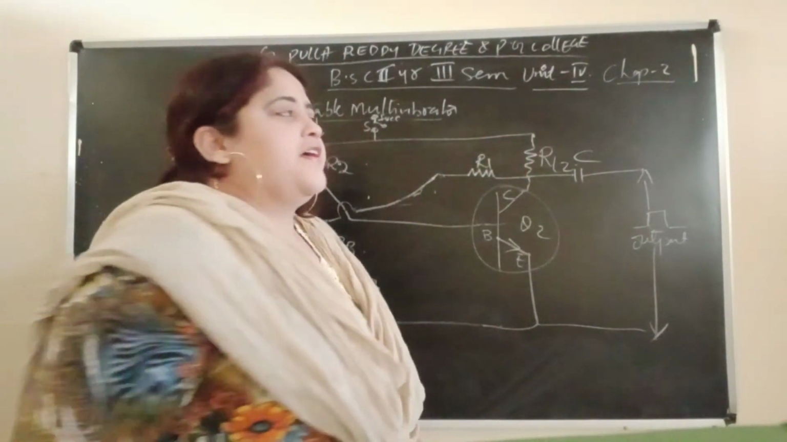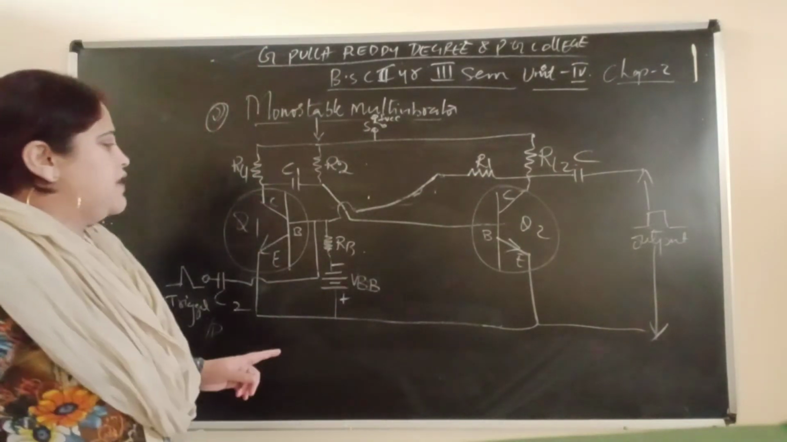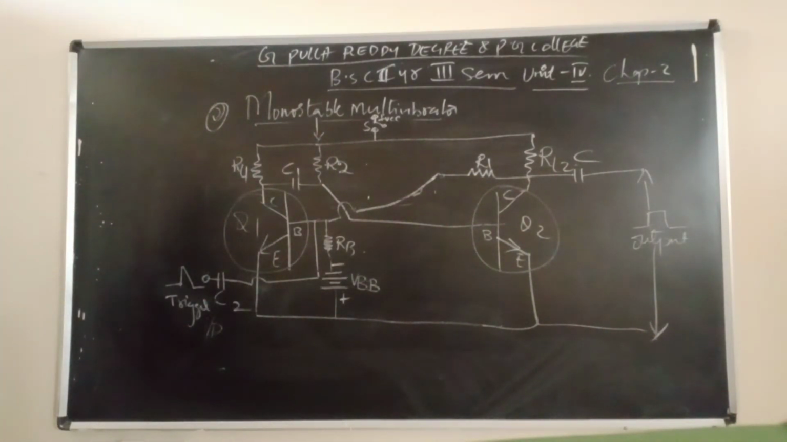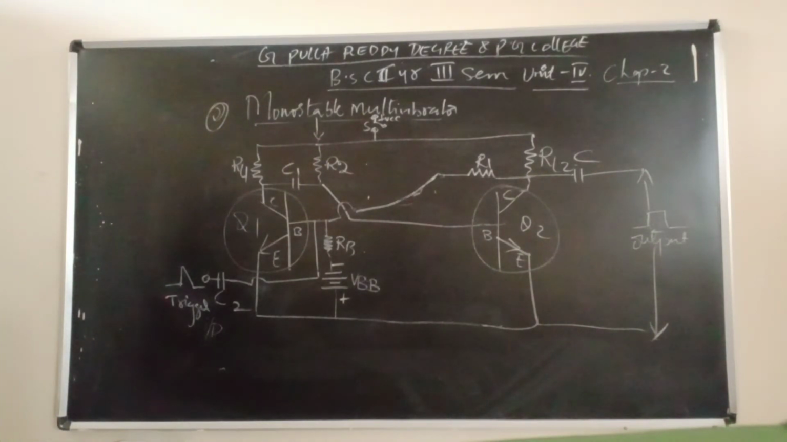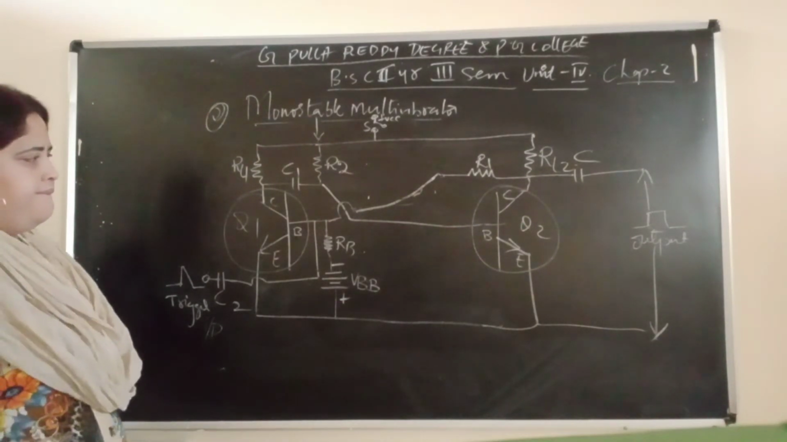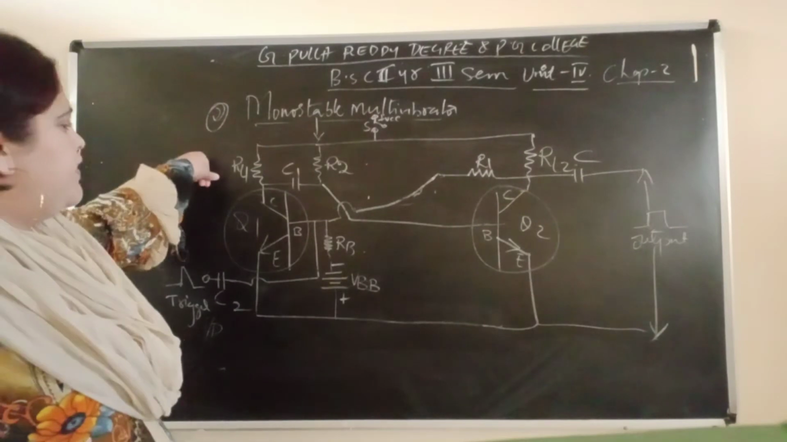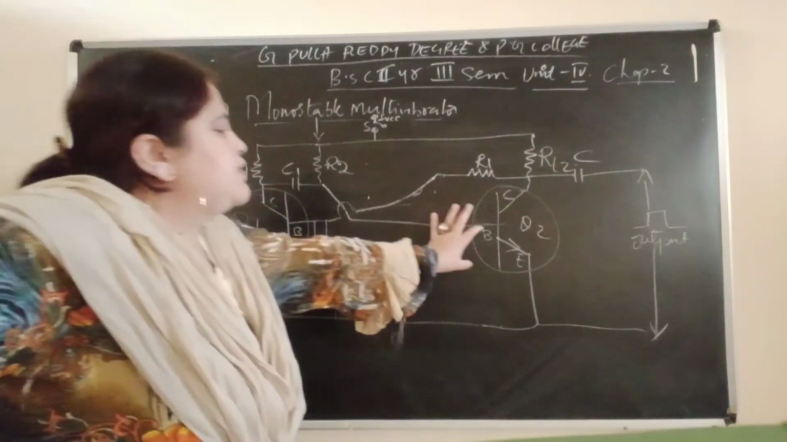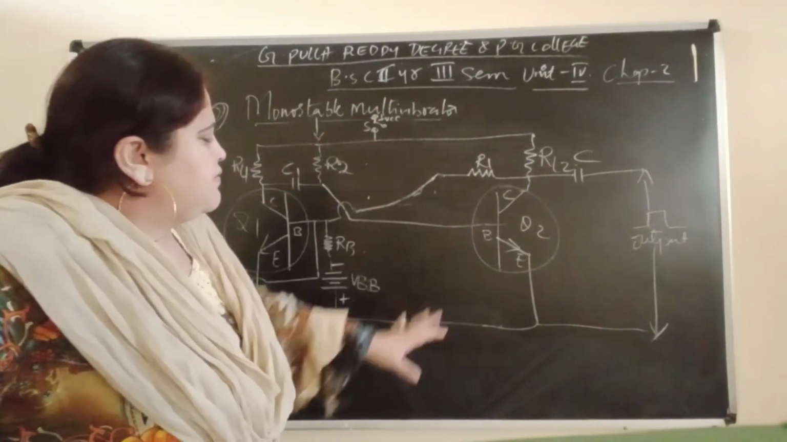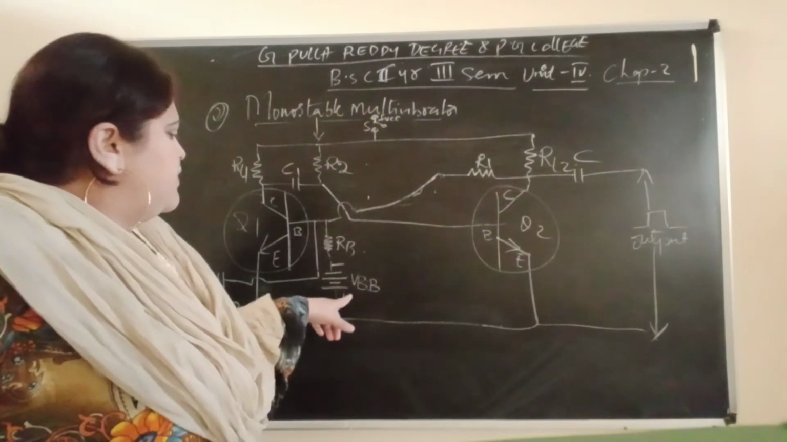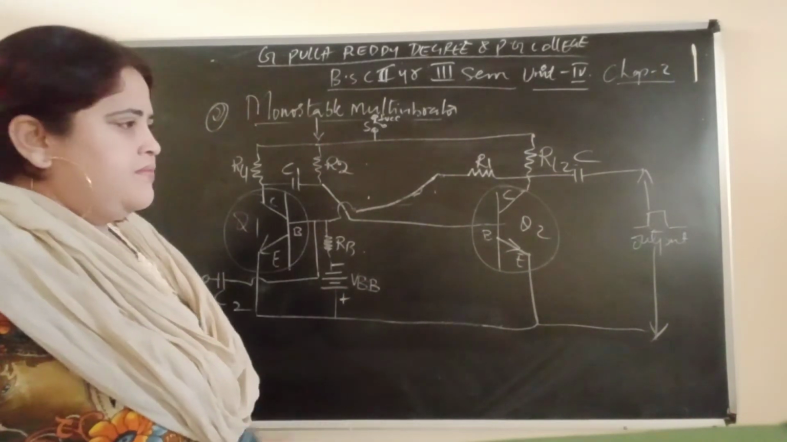Now you can see the diagram. Once you see the diagram once again, if the diagram is perfect, then only you can write the theory on your own. If not, you cannot. Here the diagram: two transistors, capacitor, resistor, both connected to ground, VBB, RB.